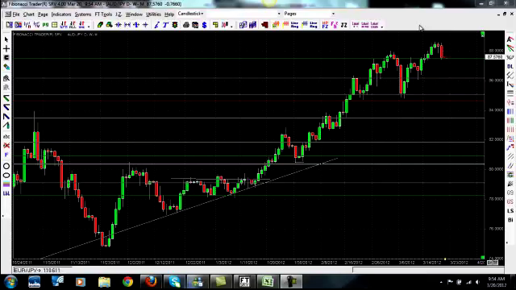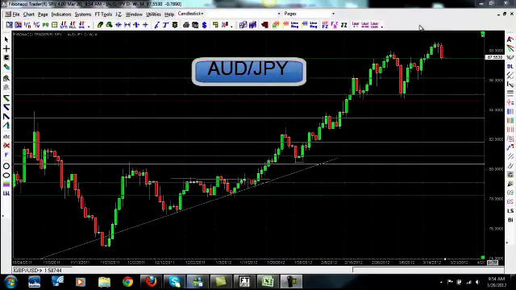Now, when we send our trade signals out to our customers, a lot of our customers are looking for set it and forget it trades. So let's look at a trade here on the Aussie yen that we just took last night, and we are already pushing almost 80 pips up right now, 75 pips. So we're looking really good on this trade.